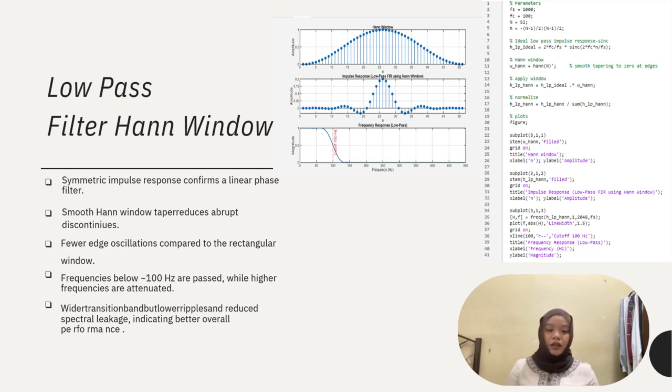Let's look at the low pass filter result when we apply the Hann window. Notice in the first plot, instead of the sharp box, the window has a smooth bell-shaped curve that tapers to zero at the edges. Looking at the frequency response in the bottom graph, you can see that the ripples are significantly reduced compared to the rectangular window, even though the transition band is slightly widened. The overall performance is much better for a real-world application like audio or sensor data smoothing because it minimizes distortion and provides a cleaner output.